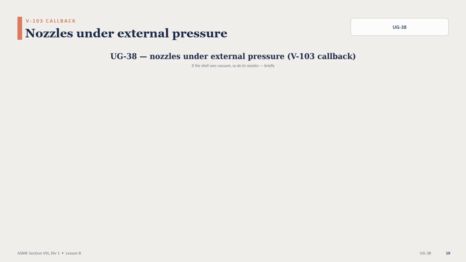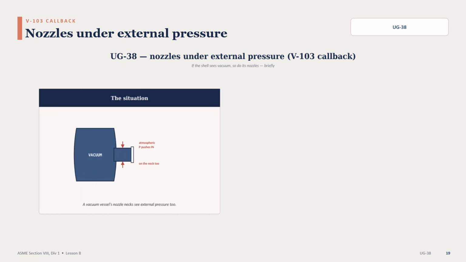Quick callback to lesson 7. V103, our vacuum tower, sees external pressure on the shell. And guess what? The nozzles on that vessel see external pressure too. Look at this. The vessel is under vacuum. Atmospheric pressure at 14.7 psi pushes in on the shell. That's the UG-28 problem we solved in lesson 7.